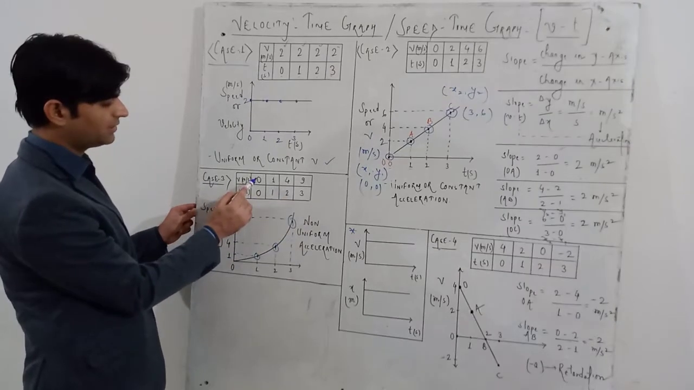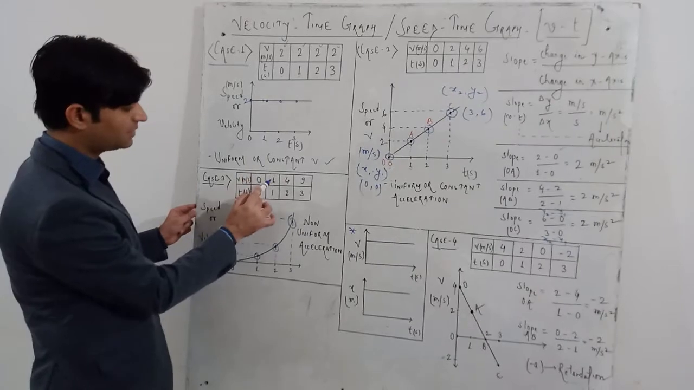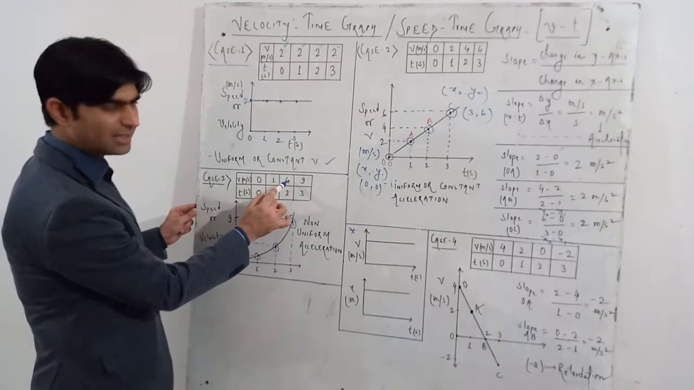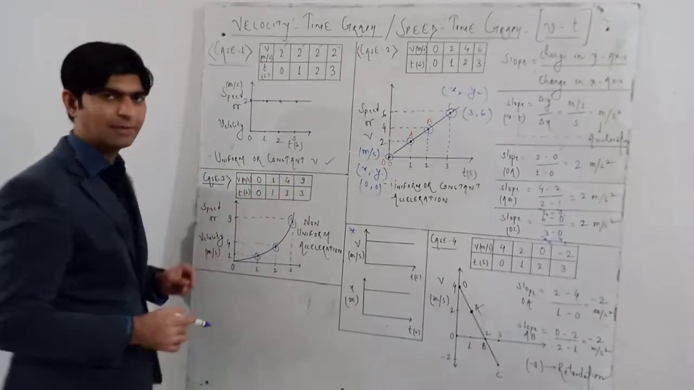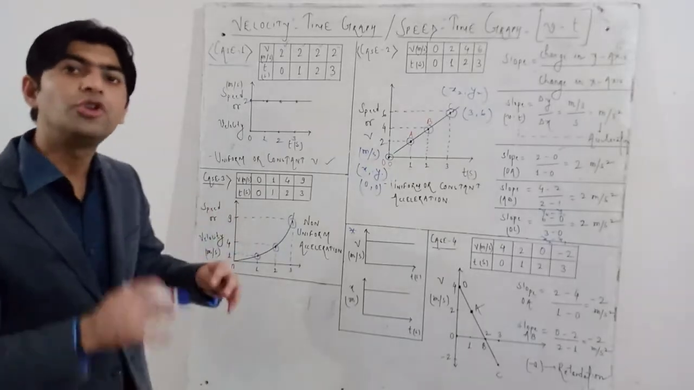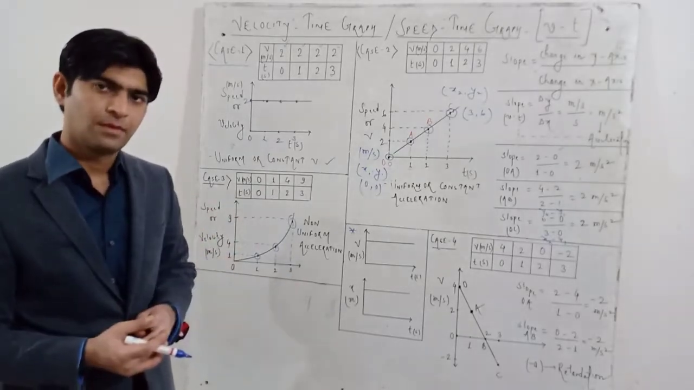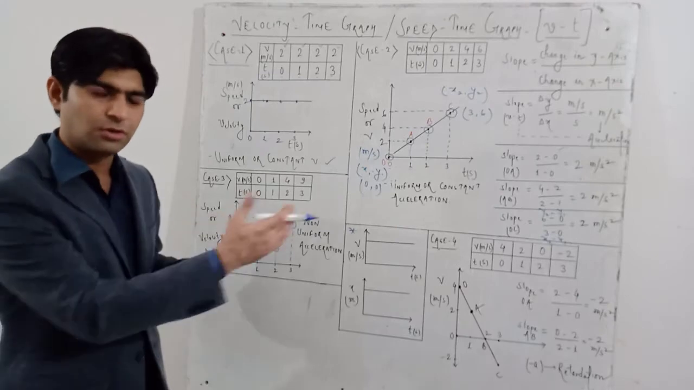But if you see here, in case of velocity or speed, it is 1 meter per second. The difference is 3 meter per second and 5 meter per second. That means the velocity is increasing in a non-uniform way. The difference is not constant.